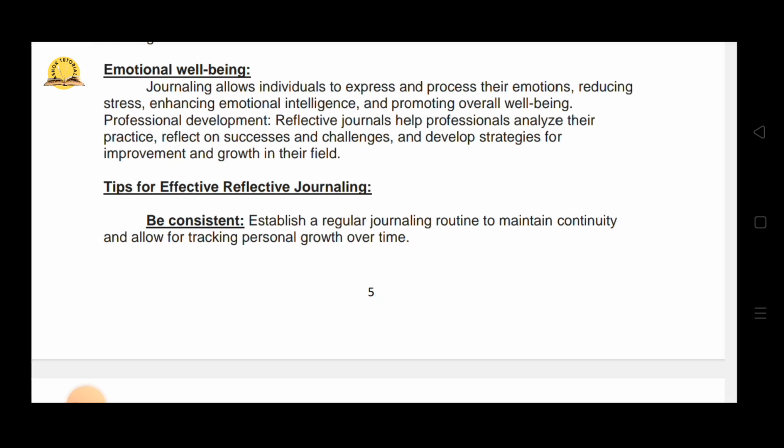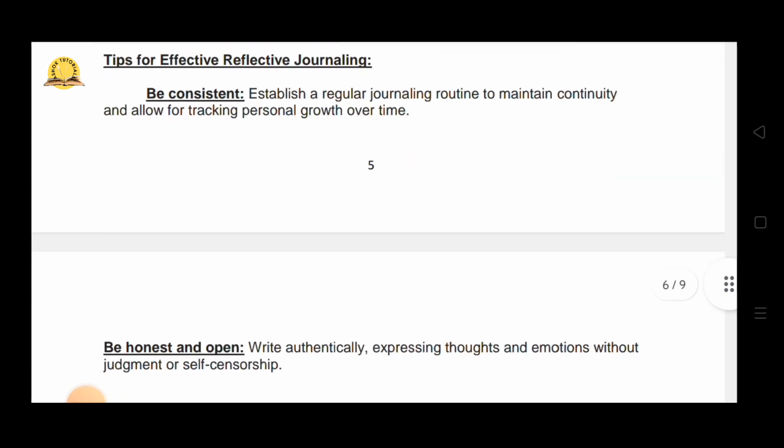Now, professional development. Reflective journals help professionals analyze their practice, reflect on success and challenges, and develop strategies for, see, this is the same thing only. So suppose if we have any shortcomings, we can carry out different steps and strategies according to the need of that particular challenge. All right. Tips for effective reflective journals. Now, what can be some tips if we want to make a reflective journal?